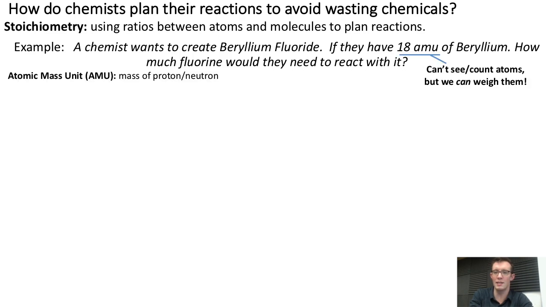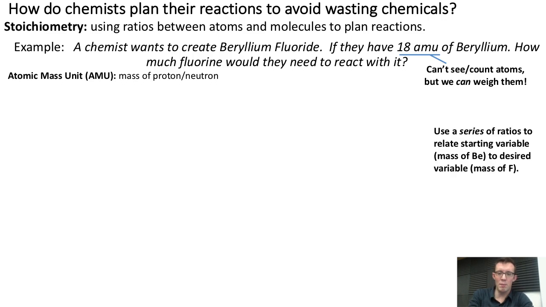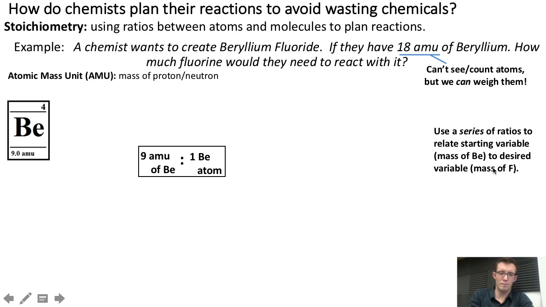Since chemists can't see or count atoms individually, they have to determine how much of an element or compound they have by weighing it. So to figure this problem out, chemists would use a series of ratios to relate our starting variable, this mass of beryllium, to the mass of fluorine.